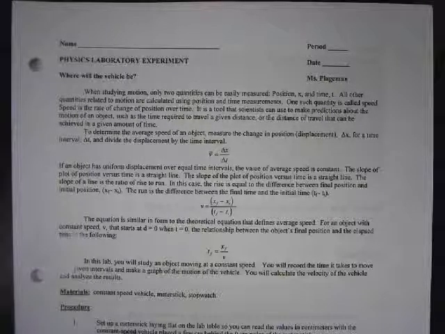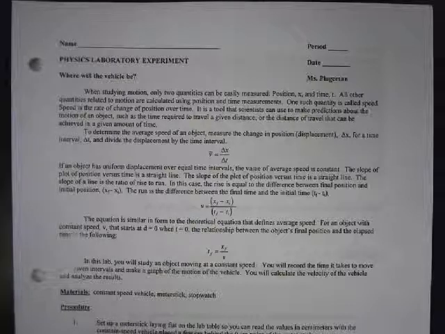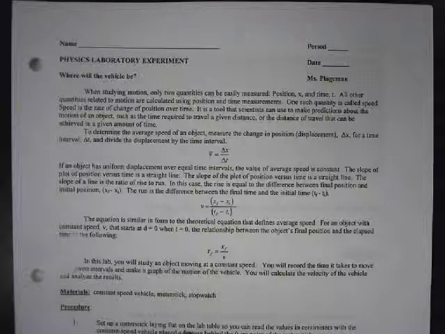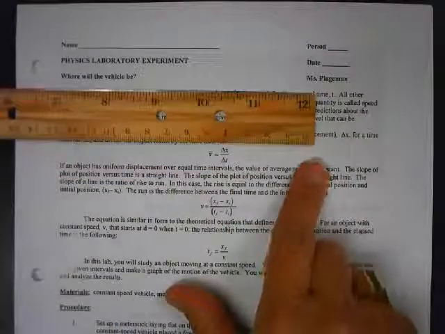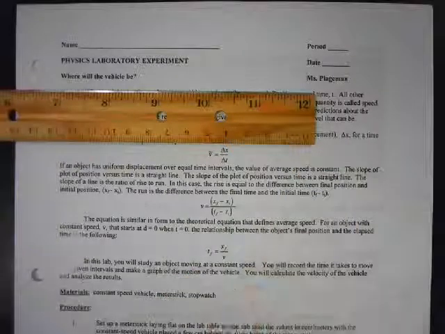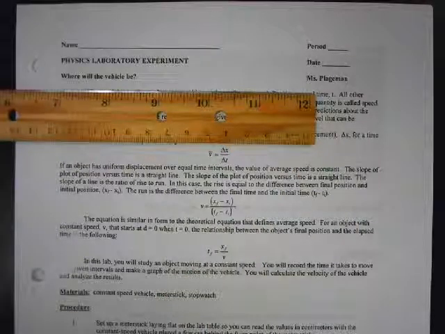So let's look at the directions. It says set up a meter stick lying flat on the table so you can read the values in centimeters. Now you're going to be using a meter stick, but I'm just going to show you with a ruler. Then it says to obtain the first measurement, one student starts the vehicle. So you turn it on, and then someone else has a stopwatch.